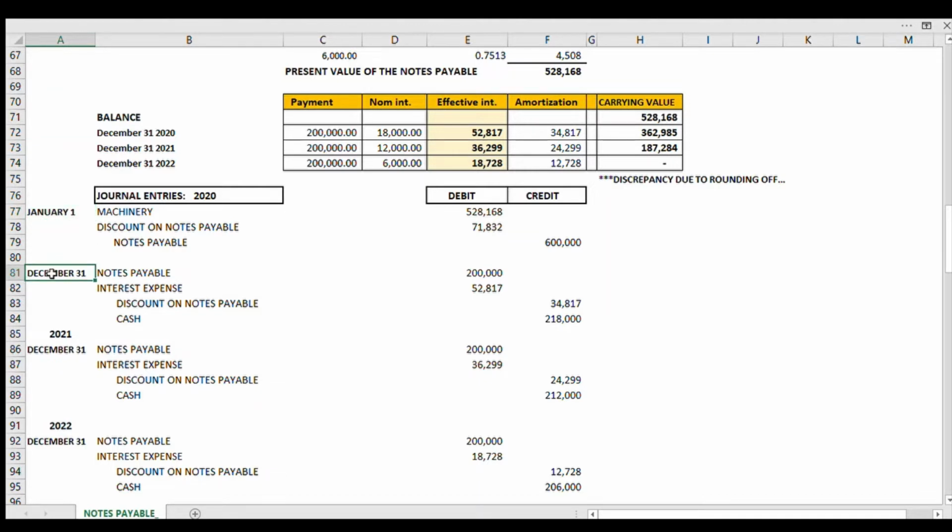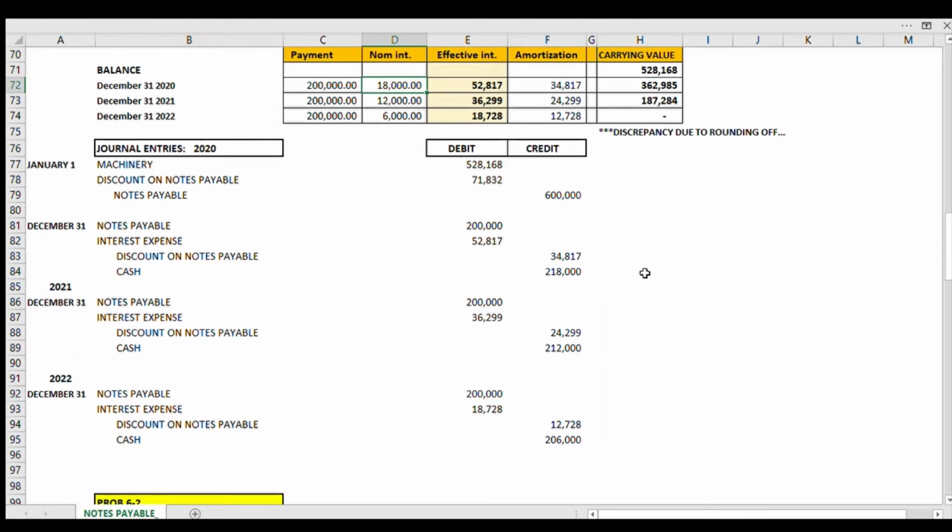So, on December 31st, 2020, the adjustment is going to be, that includes the payment of the note of the 200,000, the recognition of expense, 52,817, and the amortization of discount, 34,817, and the cash payment of 218,000. The 218,000 cash payment is the 200,000 principal and the nominal interest of 18,000.